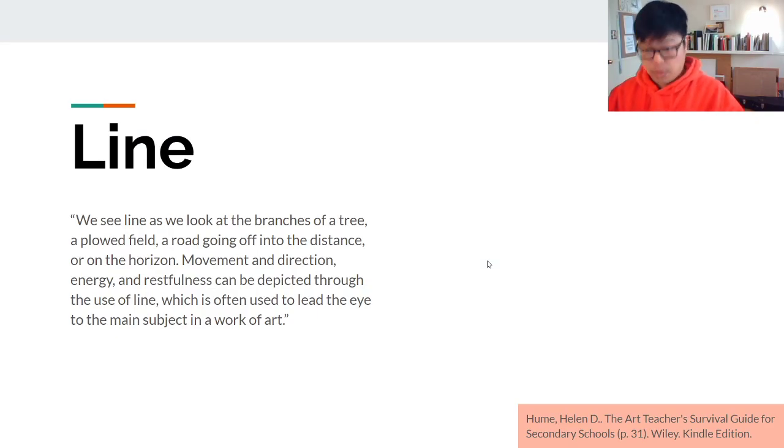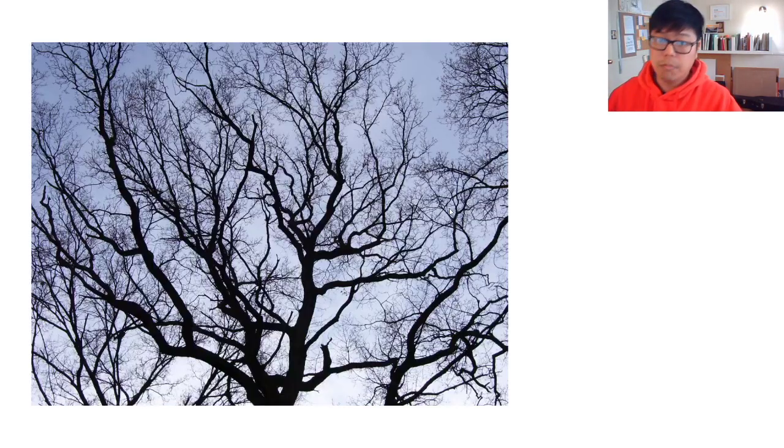To begin with, we start with an excerpt from Helen Hume's survival guide for art teachers. So this says, we see line as we look at the branches of a tree, a plowed field, a road going off into the distance or on the horizon. Movement and direction, energy and restfulness can be depicted through the use of line, which is often used to lead the eye to the main subject in a work of art. So that part about leading the eye to the main subject, that's what we're going to model in terms of guiding the students through the process of evaluating a piece of art in these terms.